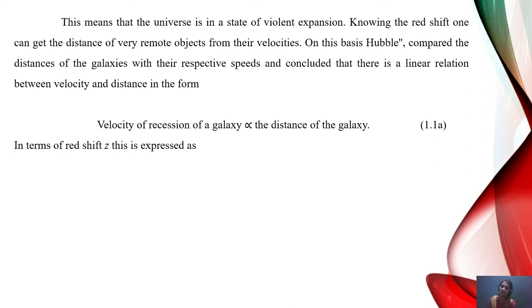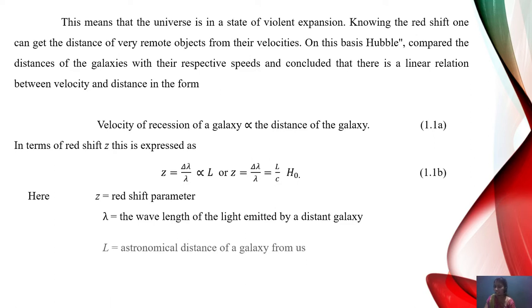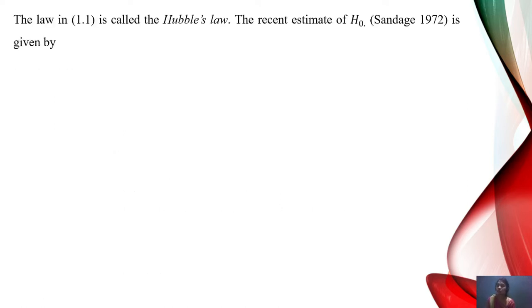The redshift z is expressed as z equals delta lambda upon lambda, directly proportional to L, or z equals delta lambda upon lambda equals L by C H0. Z is called the redshift parameter. Lambda is the wavelength of the light emitted by the distant galaxy. L is the astronomical distance of the galaxy from us. H0 is the Hubble constant. And C is the velocity of light. This law is called the Hubble law.